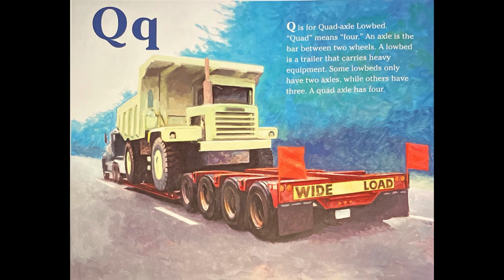Q. Q is for quad-axle low bed. Quad means four. An axle is the bar between two wheels. A low bed is a trailer that carries heavy equipment. Some low beds only have two axles, while others have three. A quad axle has four.